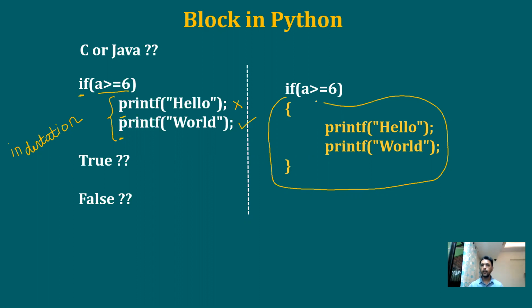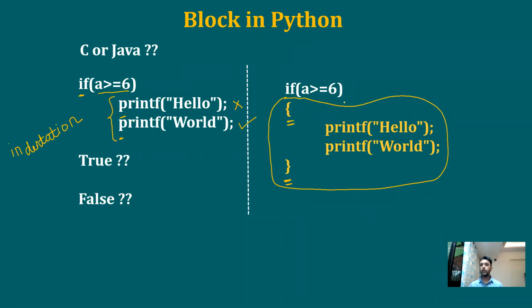See what I'm encircling. Whatever you see in this circled part is called a block in C and Java. So how do you define a block in C and in Java? A block is a collection of one or more statements enclosed in a pair of braces. I repeat, a block is a collection of one or more statements enclosed in a pair of braces.